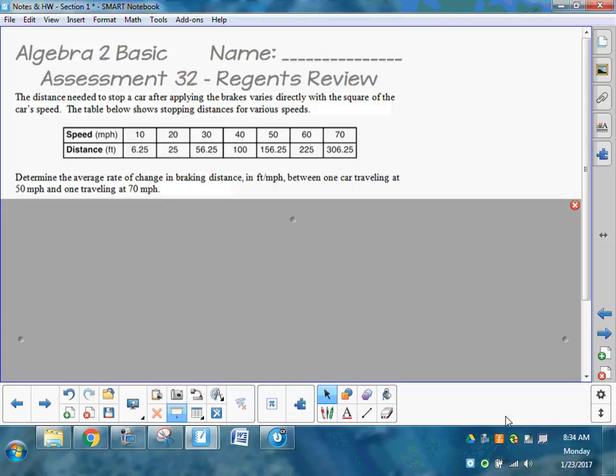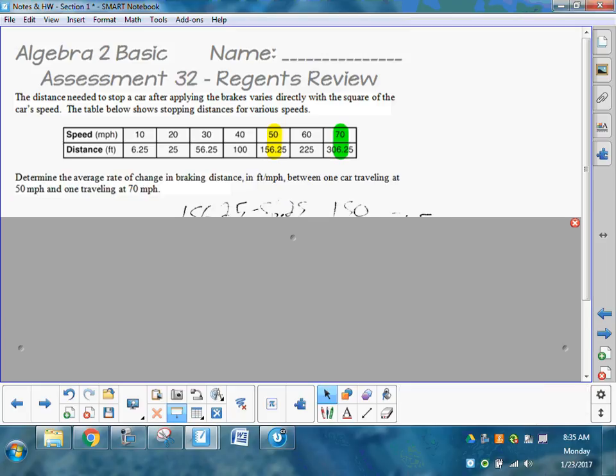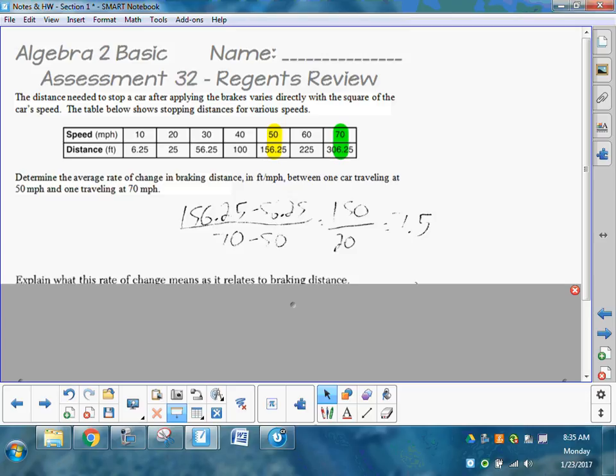There. How would we answer the first half of this question? Grace, what would you have to do? So the average rate of change would be delta y over delta x. So that would be 306.25 minus 156.25 over 70 minus 50. And what did you get that to come out to be? It would be 7.5 feet per mile per hour.